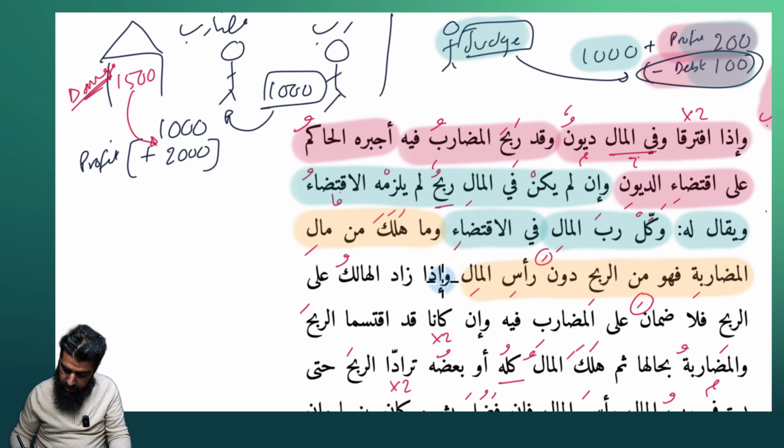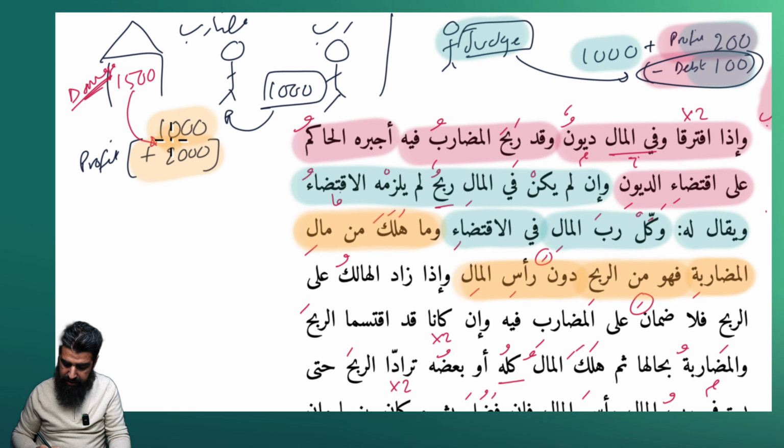Okay, so وَإِذَا زَادَ وَمَا هَلَكَ, and whatever gets destroyed from the mal al-mudarabati فَهُوَ مِنَ الرِّبْحِ. First of all, you take it out from the ribh, دُونَ رَأْسِ الْمَال, and not the capital. وَإِذَا زَادَ الْهَالِكَ عَلَى الرِّبْحِ.